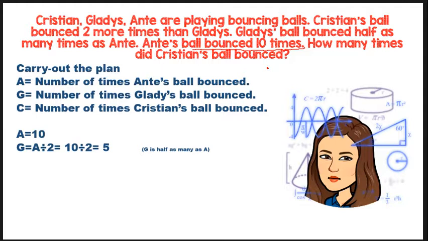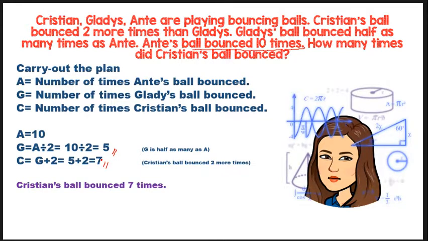Now let's find the number of times Gladys's ball bounced. So we have G is equal to A divided by 2, and we know that A is 10. 10 divided by 2 gives us the value 5. Finally, for Christian's number of times, we have G plus 2, and we know that G is 5. So just add 2, you will end up with 7. Christian's ball bounced 2 more times than Gladys, so just add 2. So the final answer will be Christian's ball bounced 7 times.